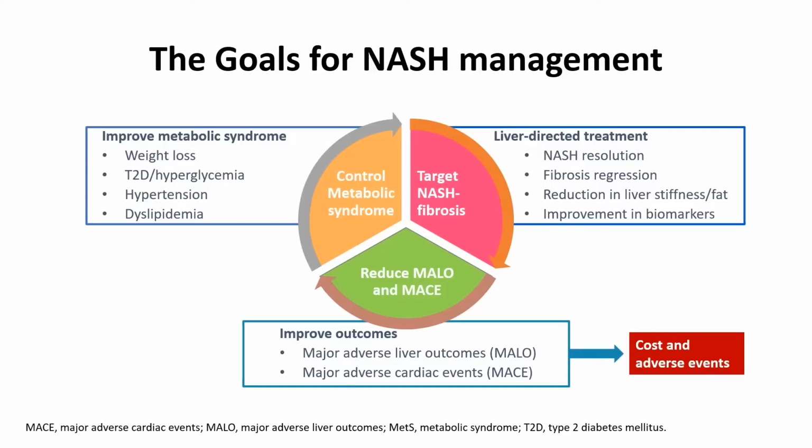And then the third category of outcomes we want to achieve is really improving hard outcomes. So reducing major adverse liver outcomes, we call them MALO now. So these include progression to cirrhosis and then decompensating events such as ascites, bleeding varices, and then of course, liver-related mortality. And then it's also very important that with any intervention we are looking at major adverse cardiac events or MACE, because we know that patients with NAFLD are more likely to die from cardiovascular disease than liver disease. And we have to take into account the cost of any intervention and then the adverse events that our patients may have to deal with.